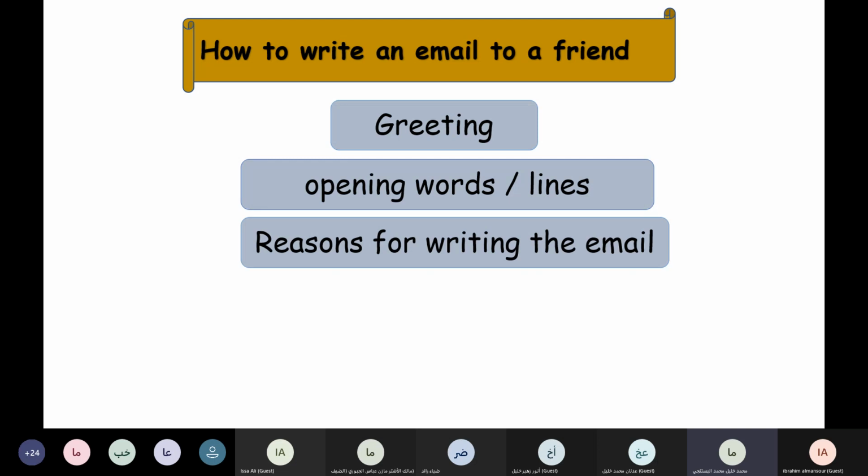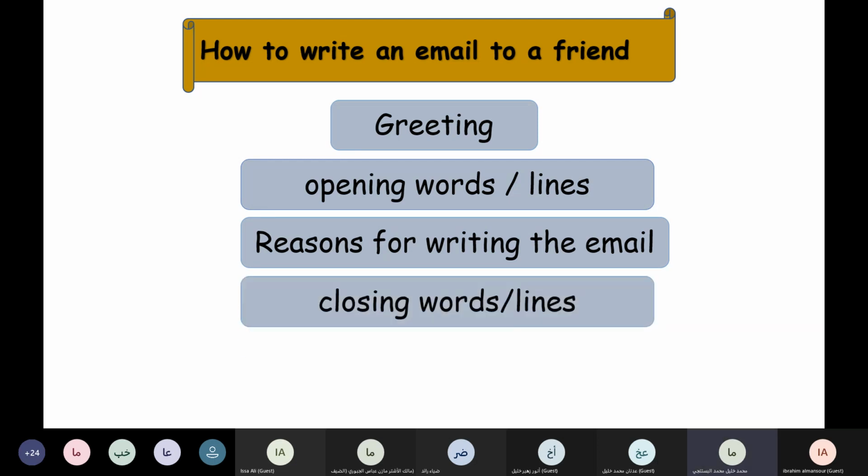You have to mention the reason why you are writing the email. For example, I'm writing to tell you that I want to get married. If you want to close the email, you can say, give my best to your family, best regards, best wishes, see you soon, take care, then you can sign it with your name. So these are the elements of writing an email to a friend.